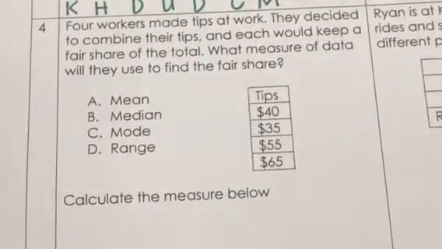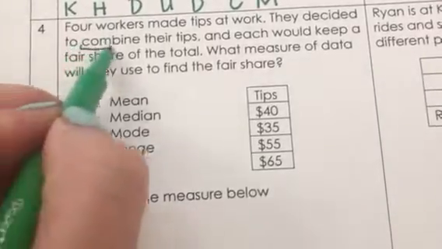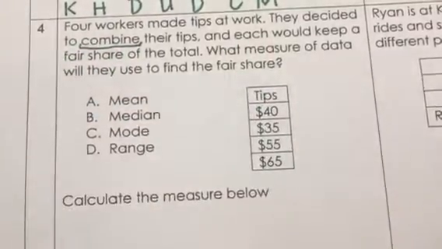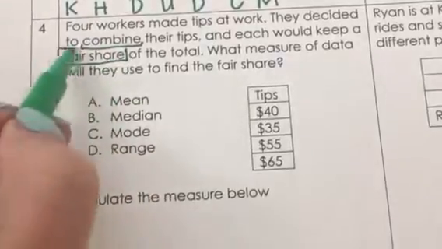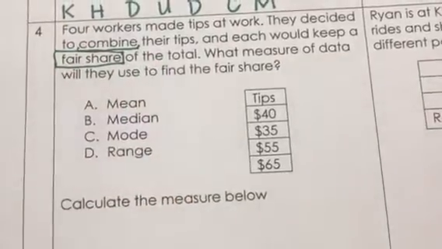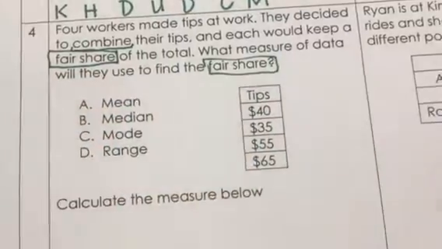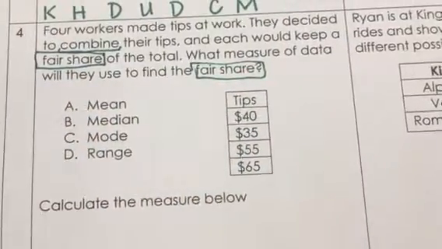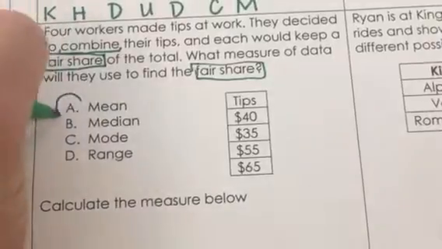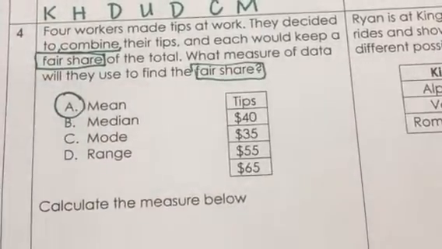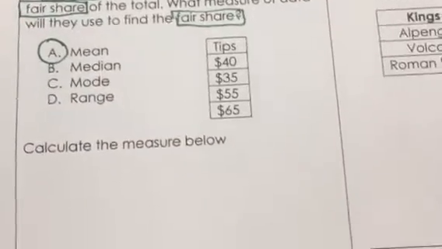It says 4 workers made tips at work. They decided to combine their tips and each would keep a fair share of the total. What measure of data will they use to find the fair share? So whenever we're talking about fair share and everyone getting the equal amount, we're always talking about the mean. The mean means fair share.